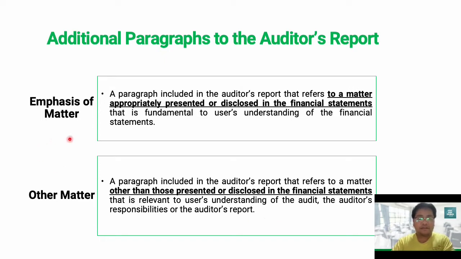So simply stated, we use emphasis of matter for items that have something to do with the client's operations, that have something to do with the client's information. Whereas other matter, we use this paragraph to disclose information that affects the conduct of our audit, so something about the auditor. So emphasis of matter is something about the client's FS, and other matter paragraph is something related to the auditor. That's the main distinction of these two paragraphs. But of course, we will discuss them in detail.